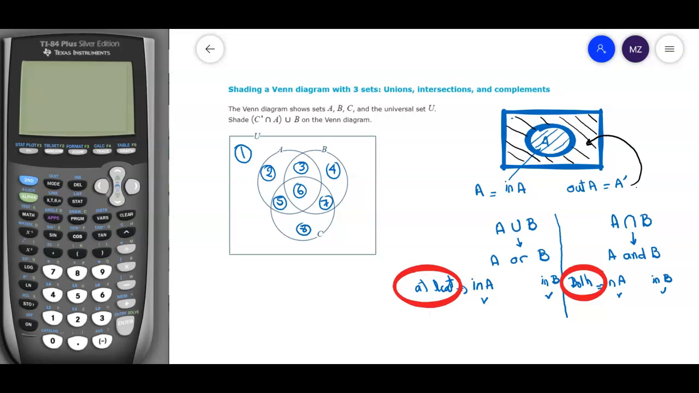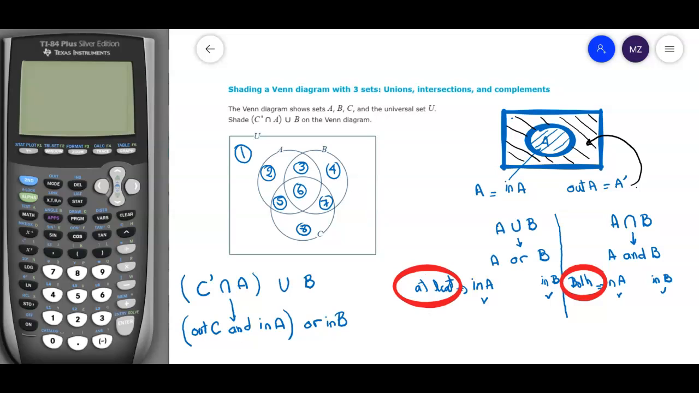Now, if I have to write the statement C prime intersect A, in parentheses, union B, I'm going to express this sentence one more time. C prime means out of C. Intersection means and. So this is out of C and in A. That's the first parenthesis. And then we have or, we have B. Or in B.